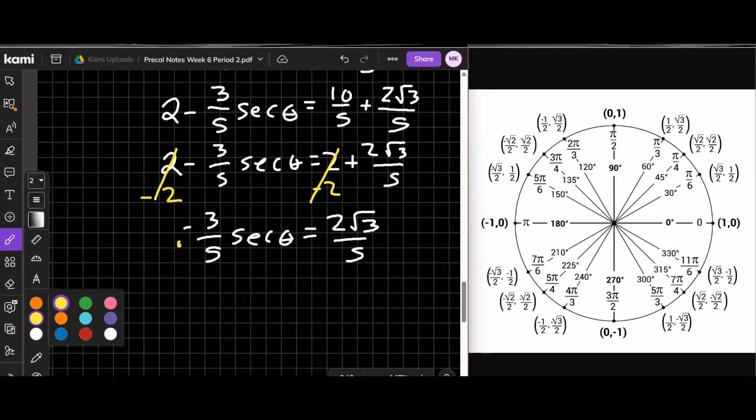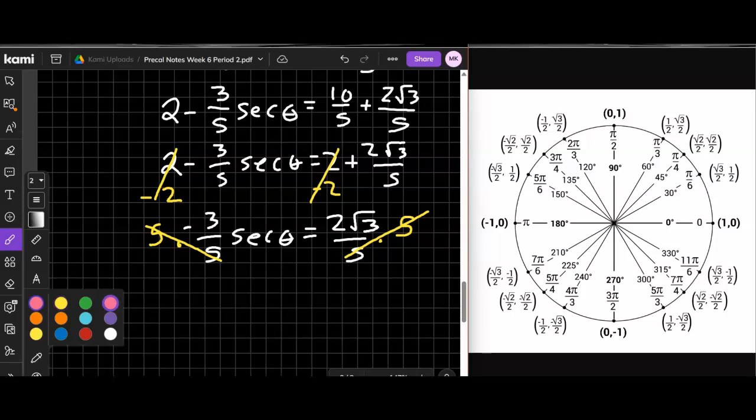So here we are dividing by 5. So to solve dividing by 5, we're going to multiply by 5 on both sides. What's nice is that the 5s are going to cancel out on the side with the secant, and the 5s are going to cancel out on the side with the square root. 5 divided by 5 eliminates.